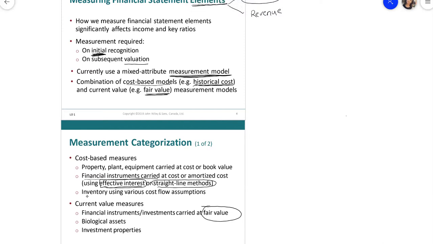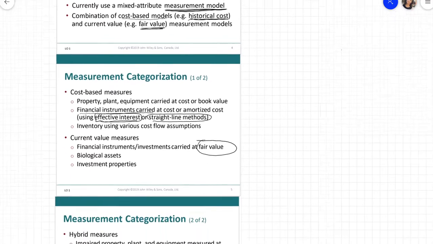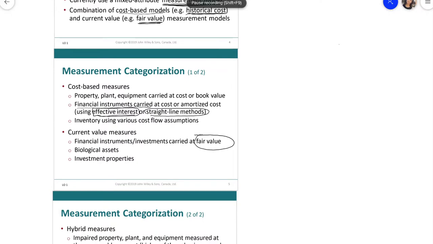Now the inventory, we're going to talk about it later using a various cost model. We're going to talk about it as the lower of cost or net realizable value. Those are the only two that can be used for the inventory when we're measuring it.